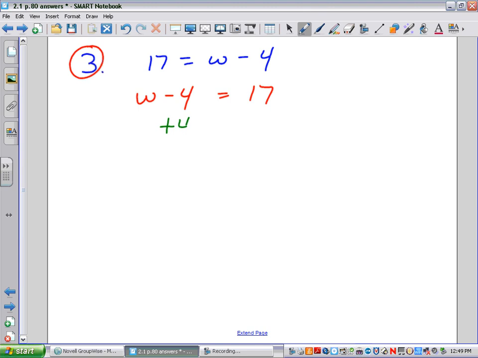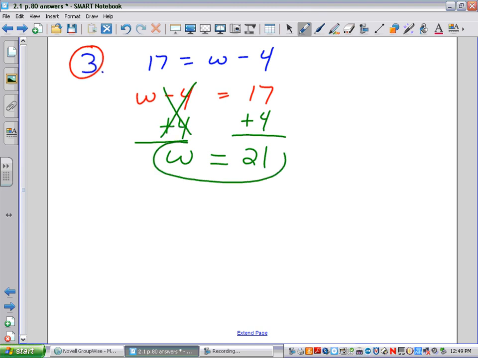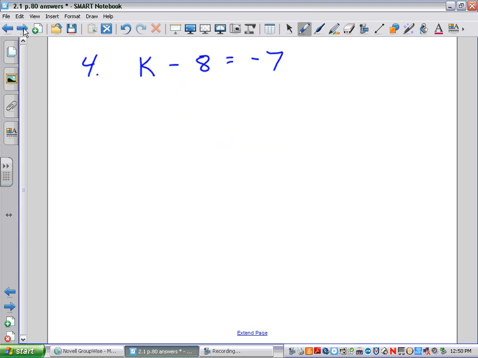You should notice you want to add 4 to both sides, because a negative and a positive 4 becomes 0. I can X them out. Equal sign just comes down. My w comes down, and I simply add 17 plus 4 over here, that's 21 I spoke of. And there is my answer. w equals 21. Let's take a look at the next one. Number 4.